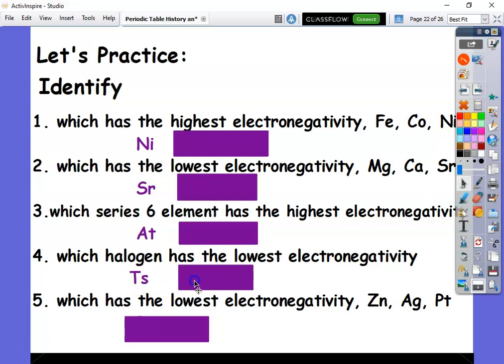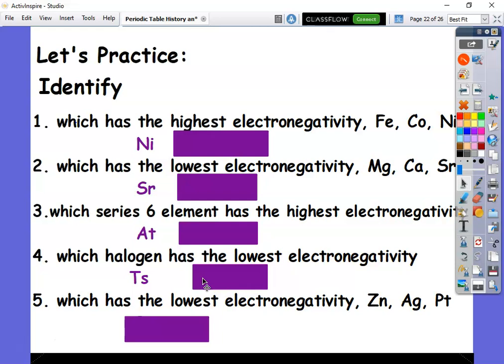Which halogen has the lowest electronegativity? Halogens are in group or column 17, and that halogen is Ts. Ts has the most energy levels. It's all the way at the bottom of the group of halogens. So the nucleus is very far away from those outer electrons. It has much lower attraction for those electrons than the atoms of the other elements in that column. And so Ts has the lowest electronegativity, the least chance of attracting new electrons.